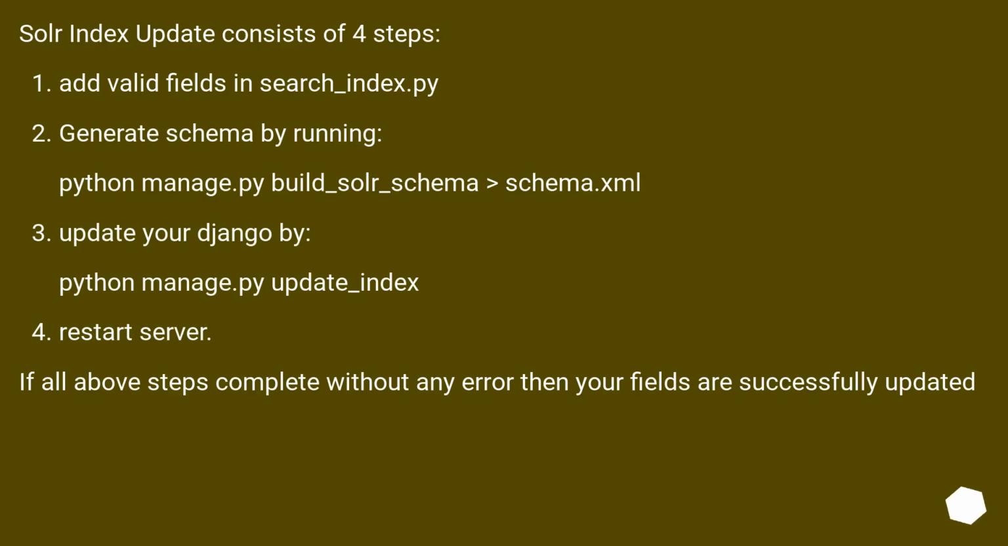Solr index update consists of 4 steps. Add valid fields in search_index.py. Generate schema by running python manage.py build_solr_schema, schema.xml. Update your index by python manage.py update_index. Restart server. If all above steps complete without any error, then your fields are successfully updated.